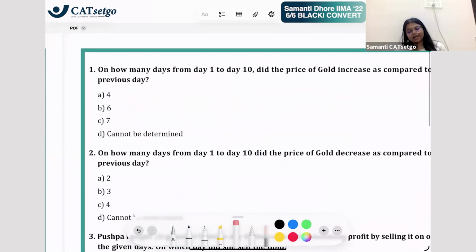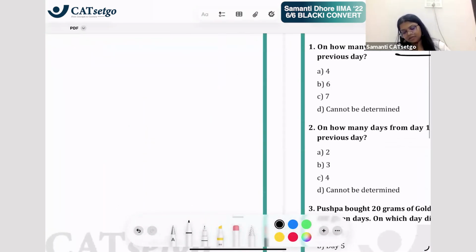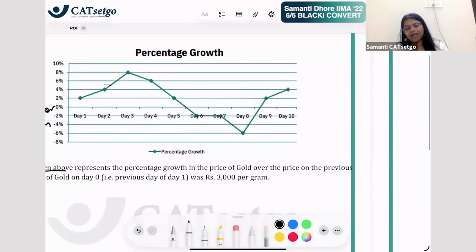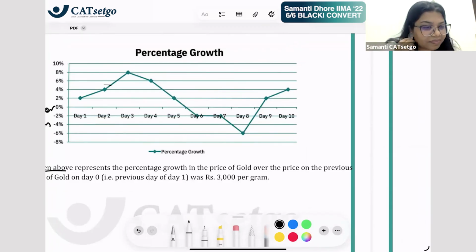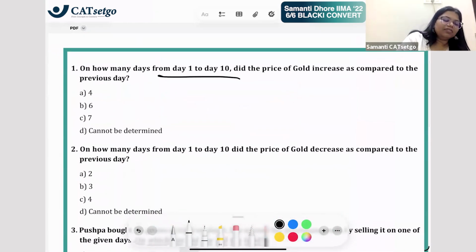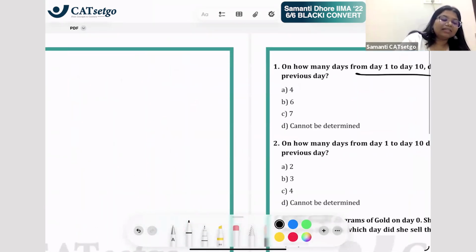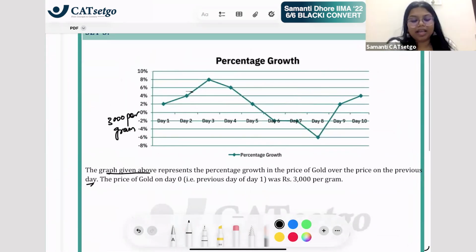The first question says, for how many days from day 1 to day 10 did the price of gold increase as compared to the previous day? As compared to the previous day, we have to look at the increase. So on day 1, it increased by 2%, day 2 by 4%, 8%, 6%, 2%. So all of these 5 days it increased.